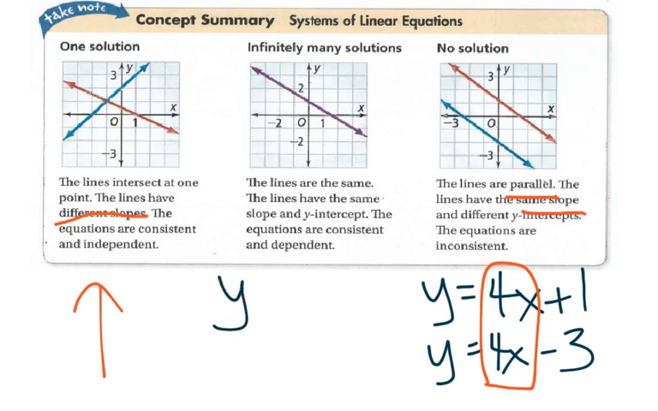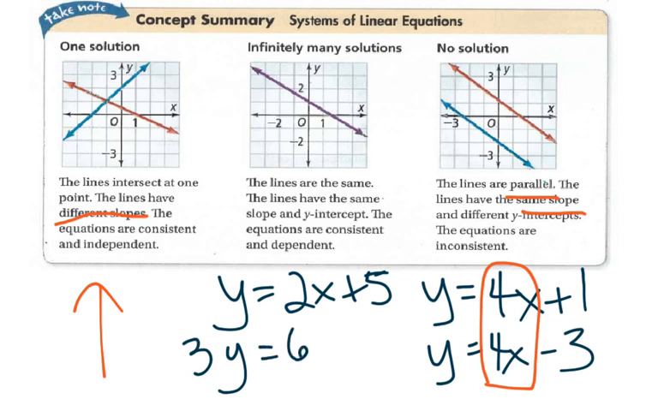Let's say you had an equation that was y equals 2x plus 5, okay? And another equation was 3y equals 6x plus 15. Notice that these two equations are actually the same thing. This one is just everything being multiplied by 3, because I got 1 here. So 1 times 3 is 3, 2 times 3 is 6, and 5 times 3 is 15. That's actually the exact same line.